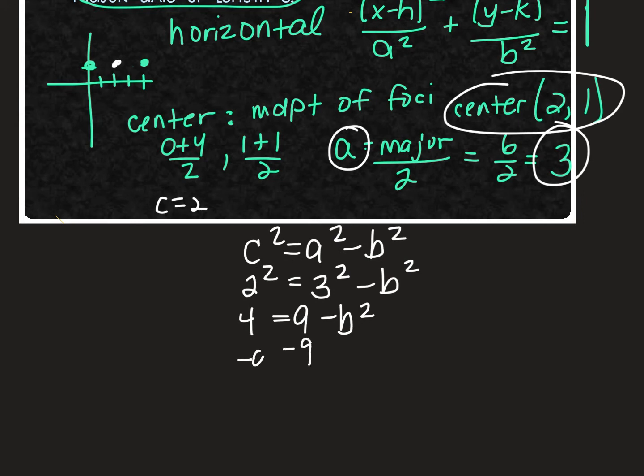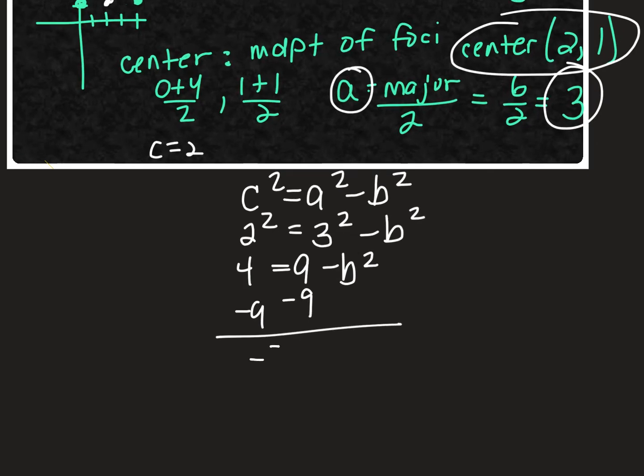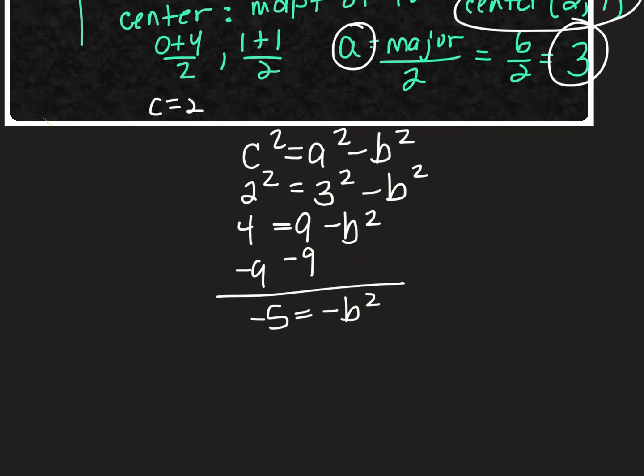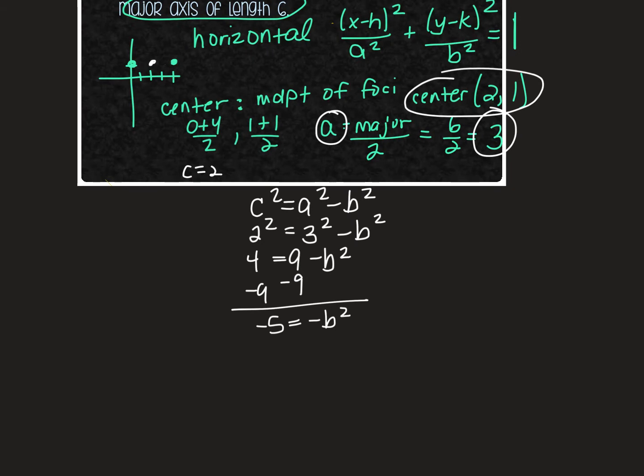Minus 9 from both sides. So negative 5 equals negative b squared. Divide both sides by negative 1. So you get b squared equals 5. So what's b? The square root of 5, right?